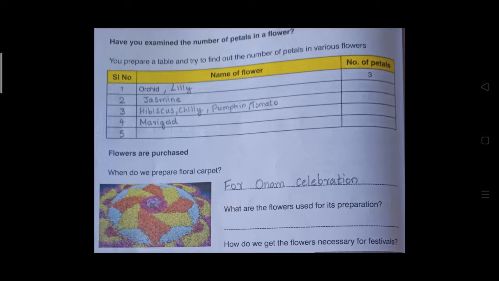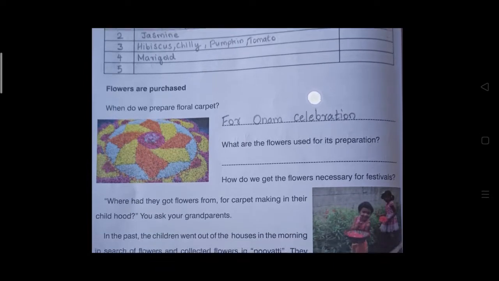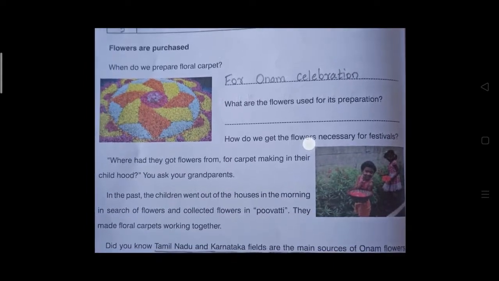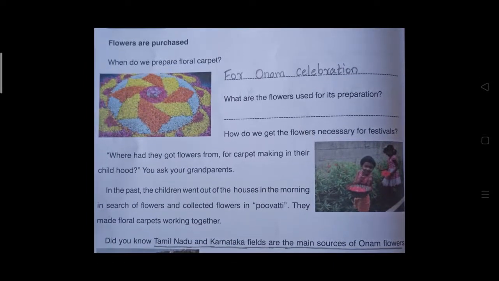Next is marigold. You try to count the petals. And the fifth flower is your choice. Flowers are purchased. When do we prepare a floral carpet? You know that in our school during Onam celebration we prepare a floral carpet and we have a competition item also. So I have mentioned here Onam celebration.